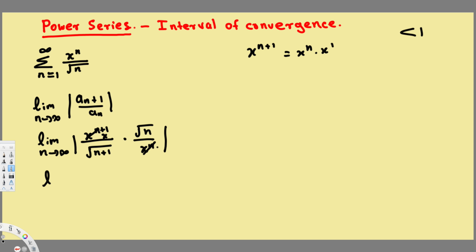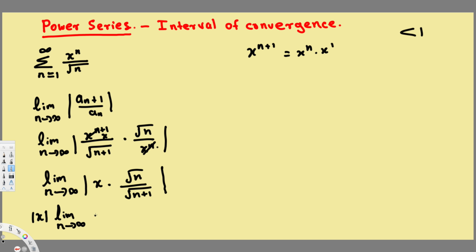Now we can separate this x, so we can write this as the limit as n approaches infinity of x times square root of n over square root of n plus 1, right? This limit is for n only, so everything except n is going to be constant. So we can move this x to the front of the limit. We can write absolute value of x times the limit as n approaches infinity, and we can take this together like n over n plus 1.